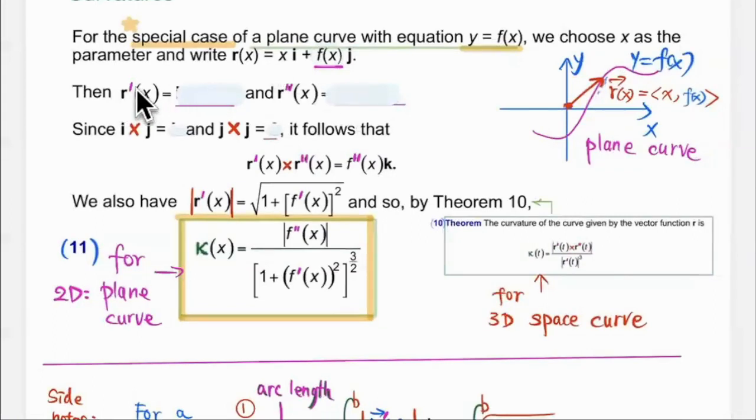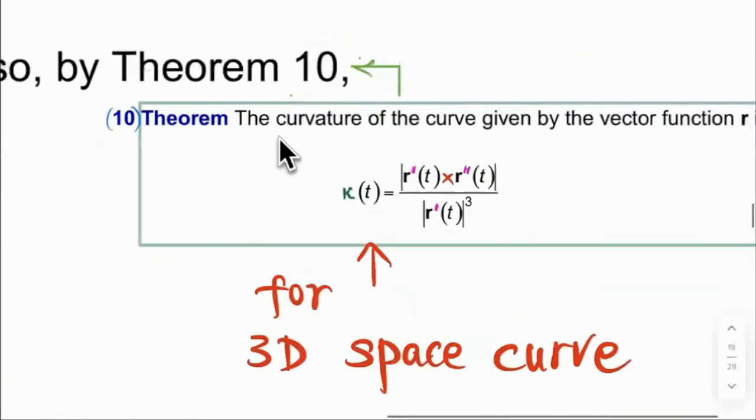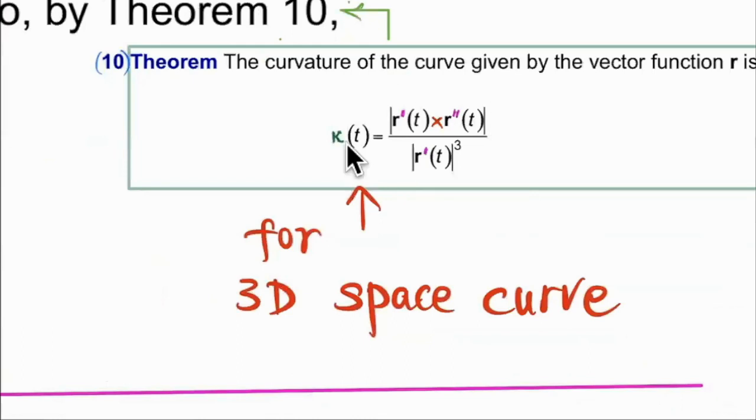Now, what's r prime of x? Differentiating this, we differentiate x, we get 1. Differentiate f of x, we get f prime of x. And let's find r double prime. So differentiate this one more time. This is a constant vector, so the derivative of i will be 0. And then differentiating f prime, you get f double prime of x. So we got this.